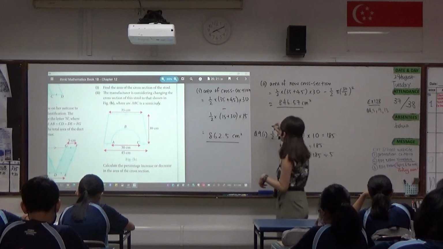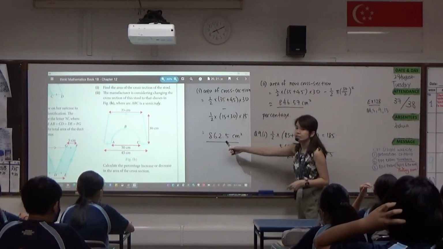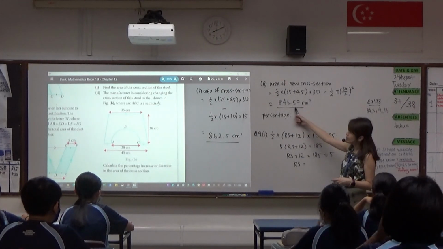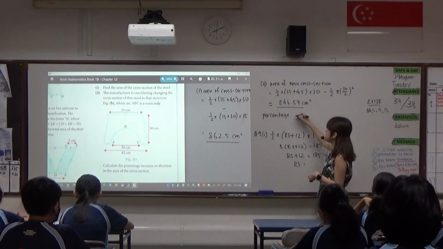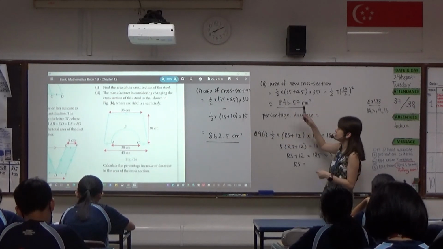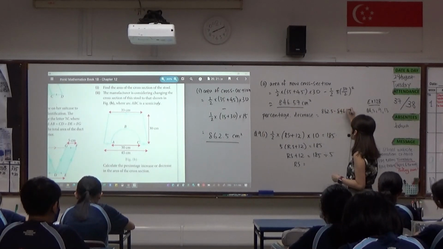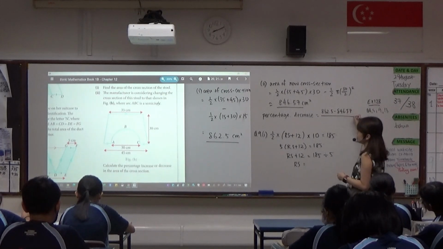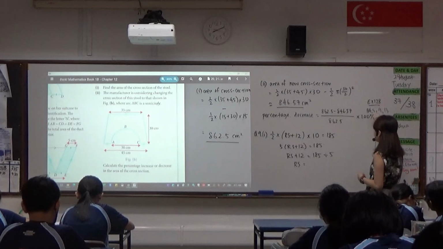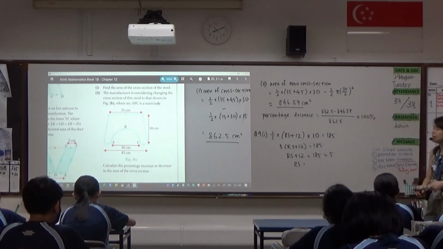Then after that, your percentage increase or decrease in this case. We see that the original is 862.5, now it's 846.57. So therefore there's a percentage decrease, because the value has decreased. So we find out what is the difference, divide by the original times 100%, and then you get an answer.